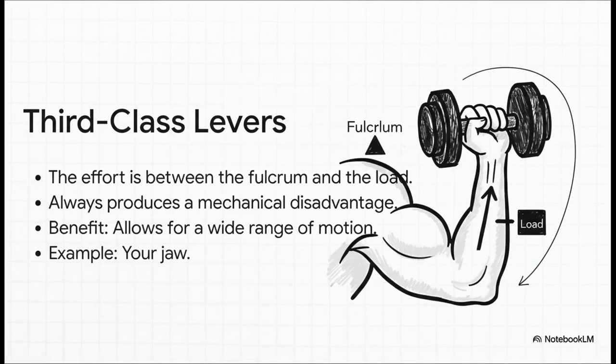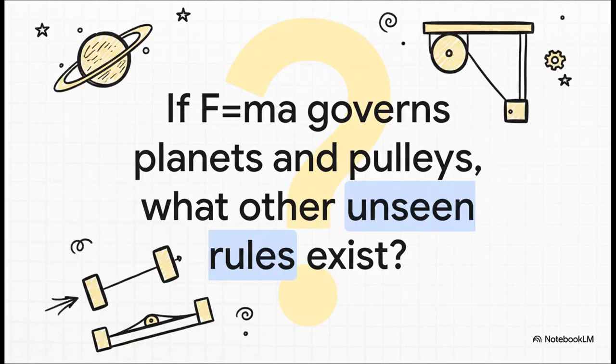And finally, we have the third-class lever, which, well, it might seem a little backwards at first. Here, you actually have to apply more force than the load itself. So why on earth would you use one? The payoff isn't force, it's range and speed of motion. Your own arm is a perfect example. A tiny contraction of your bicep muscle results in a huge, fast movement of your hand. That's the trade-off.